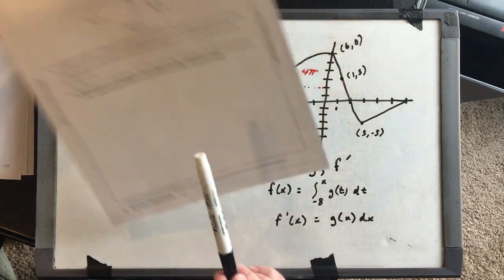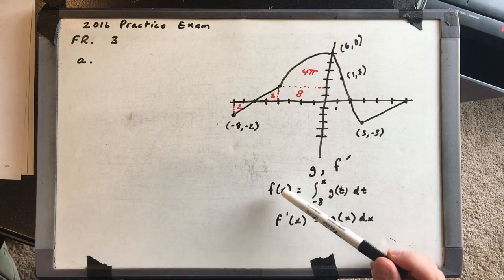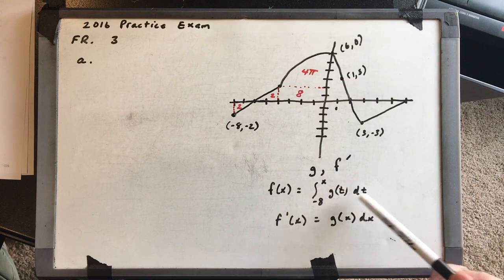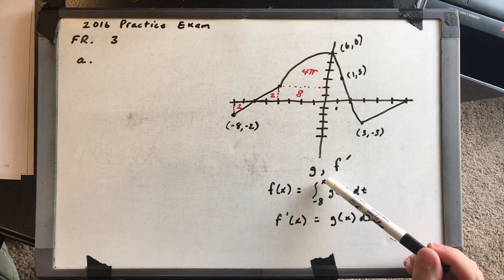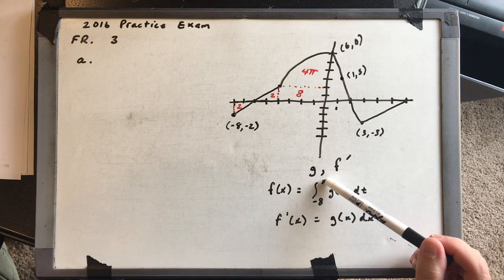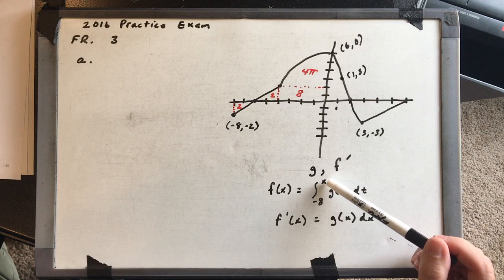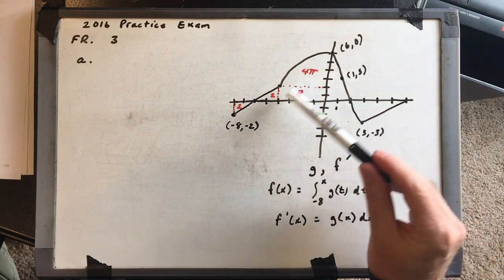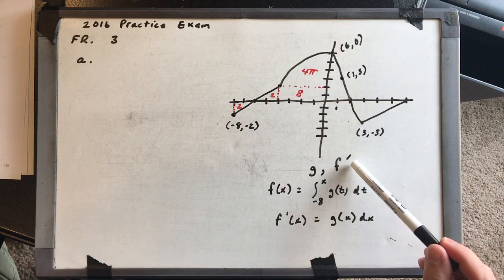It says f of x is equal to the integral from negative 8 to x of g of t dt. So from the fundamental theorem of calculus, f prime of x, you want to plug in the upper limit and then multiply by the derivative of the upper limit, which is just 1. So f prime of x is equal to g of x. So not only is this a graph of g, it's a graph of f prime.